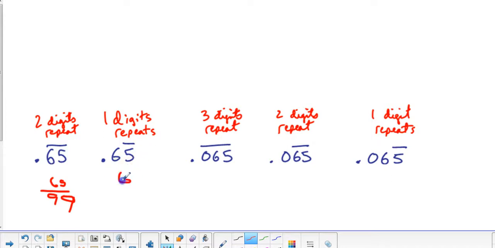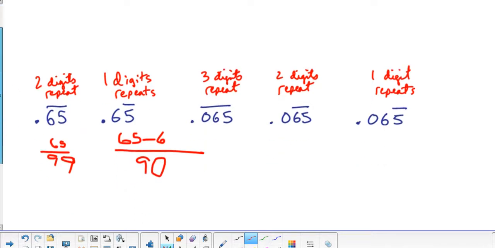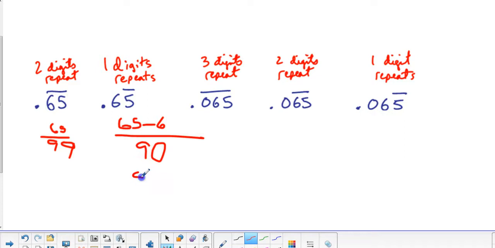And so the numerator is the 65 minus the part that doesn't repeat, which is the 6. And that's over only 1 nine in the denominator, but it's a 2-digit number, so it would be over 90. So this thing turns into 65 minus 6, which is 59 over 90. And then again, to see whether it reduces, 90 is 10 times 9, so I'm looking for 2s, 3s, and 5s. None of those go into 59. I think 59 is prime, but again, I don't really need to know.